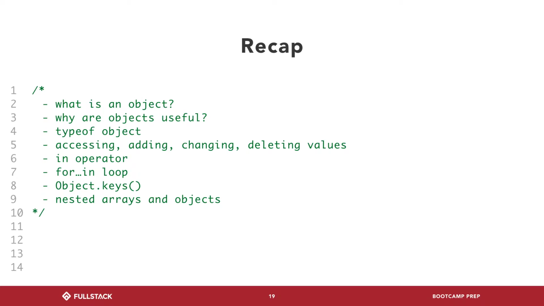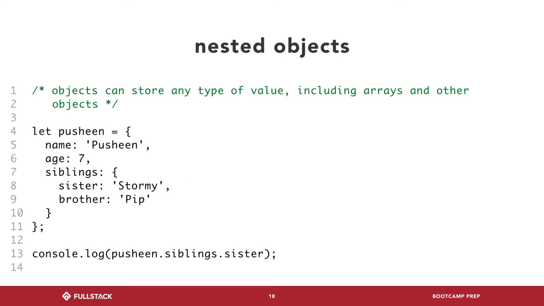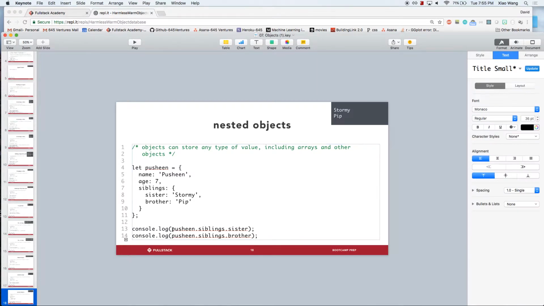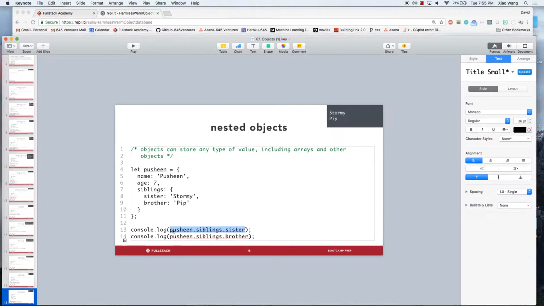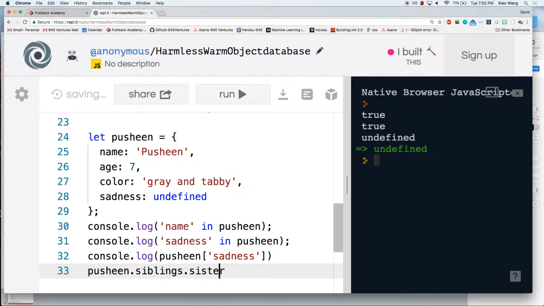If you weren't going to do the dot, you would just have Pusheen and then brackets, siblings, bracket, sister. Yep, exactly. So it will look something like this. It would be Pusheen, and then with bracket notation, we need to specify it's a string, so we know it's not a variable, so it just looks like that now.